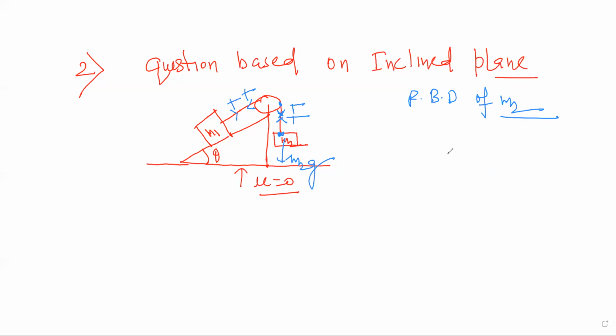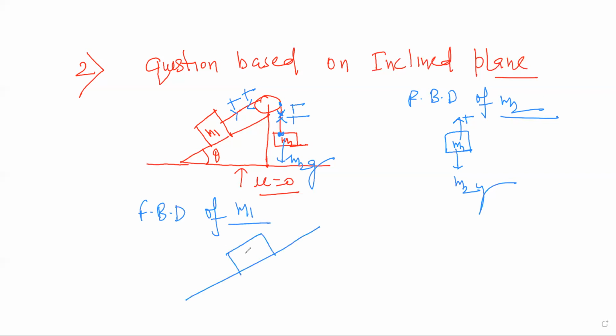So the FBD of m2 is: this is m2, m2g is acting vertically downward and tension is acting upward. As far as the free body diagram of m1 is concerned, firstly, this is an inclined plane and this is mass m1. Of course, weight m1g is acting vertically downward. This is angle theta, and this is the normal direction.